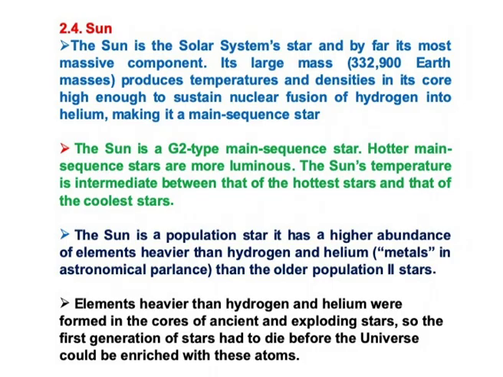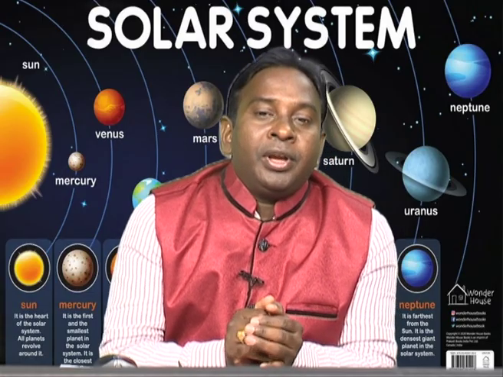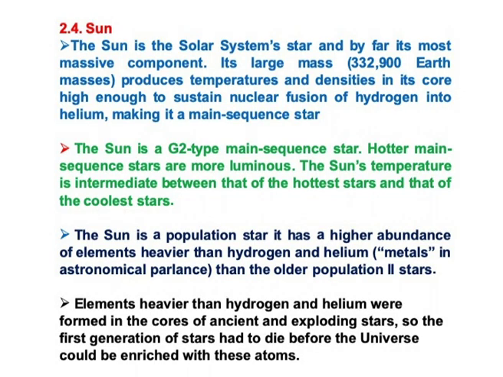It is high enough to sustain the nuclear fusion of hydrogen into helium, and it is making the sun a main sequence star. The composition of the sun is hydrogen and helium. The sun is a G2 type main sequence star. Mainly it is hotter, and main sequence stars are more and more luminous.